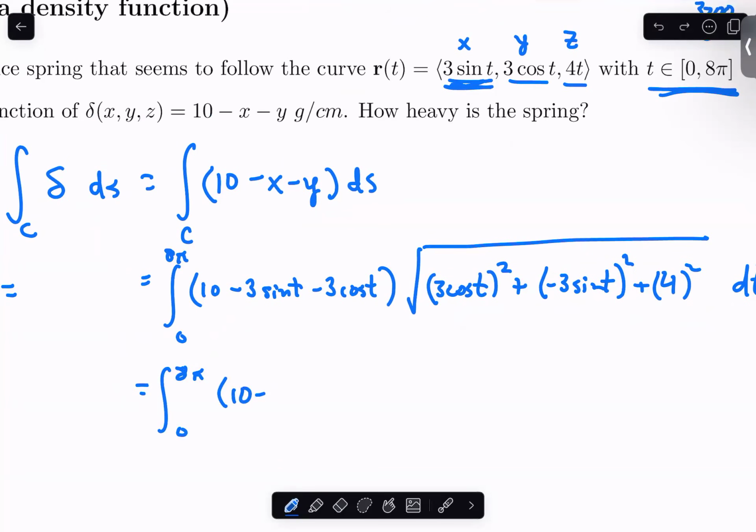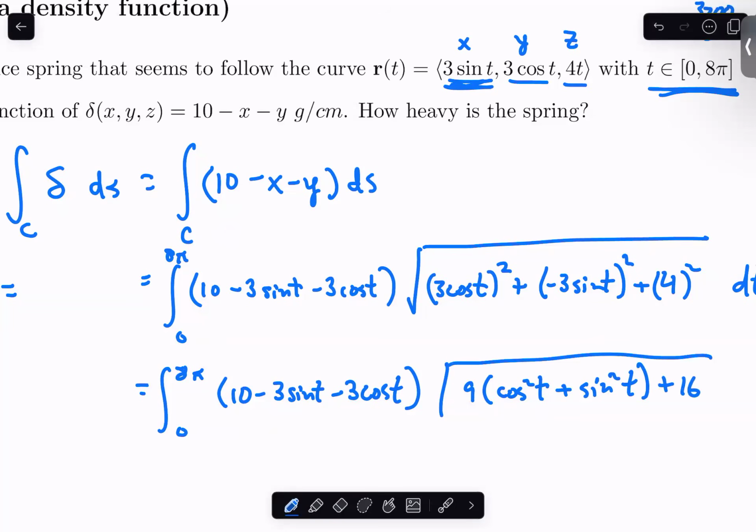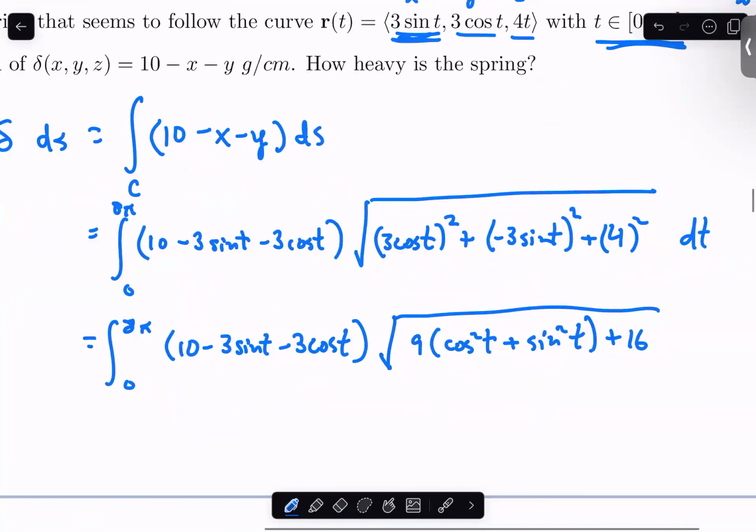All right, now we're going to go ahead and try to simplify the square root stuff as much as possible. So let's see, I'm going to have 9 cosine squared plus 9 sine squared. And so I'm going to factor out the 9 from both of those, plus 16. So again, cosine squared plus sine squared nicely is 1. So this is going to be 9 plus 16. That's going to be the square root of 25 in total. So it looks like we're going to have the square root of 25 as 5.